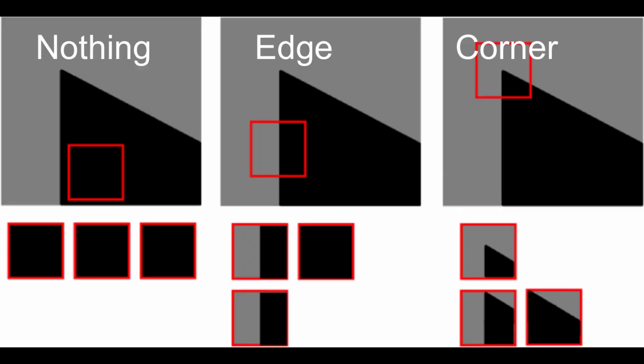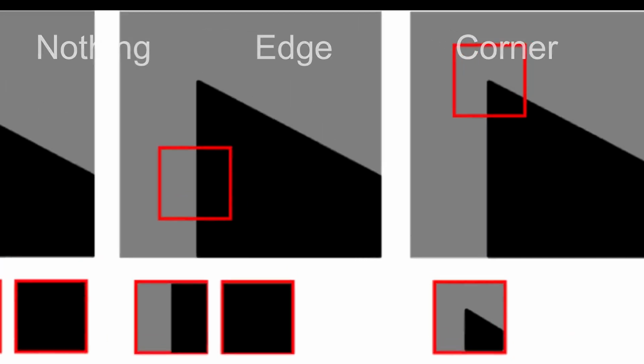Much like edges, there are also corners. These can help us because they have a rotation. They also have a center position. This makes them good for feature detection.